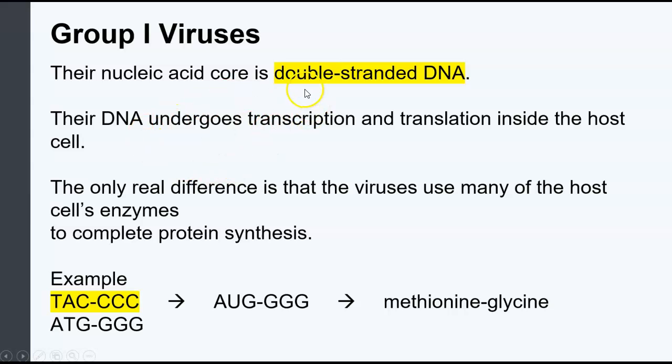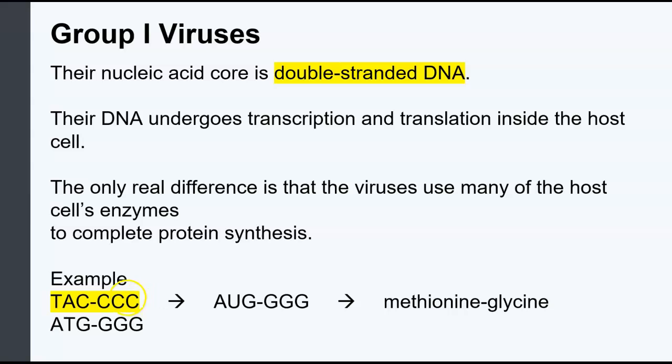So in a cell that has double-stranded DNA and it undergoes transcription and translation, it uses lots of enzymes like helicase, polymerase, ligase. All these different enzymes are used to carry out transcription and translation and to produce a protein. But the virus is going to have to make use of those enzymes within the host cell. So here's the example, our double-stranded DNA. I'm using the same example each time that I used in the last slide because I think it'll keep things simple.